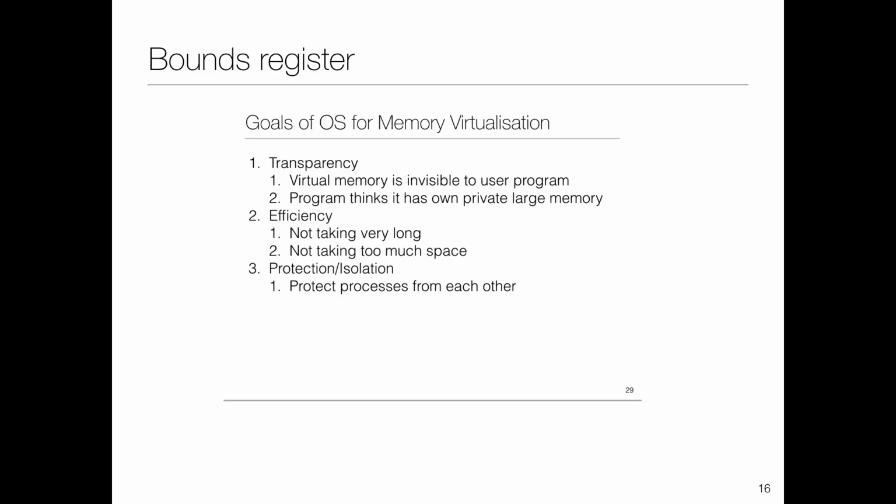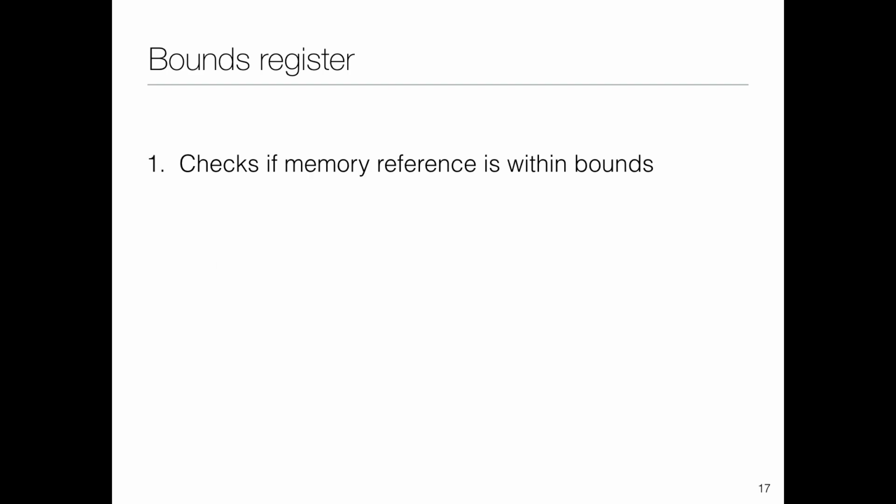Okay, so we also looked at the bounds register. A couple of slides back, we were looking at the goals of the OS for memory virtualization. We mentioned this goal of protection or isolation. We want to protect processes from each other. This is done via the bounds register. The bounds register, as you would have already guessed, checks whether the memory references are within a specific bound or not.